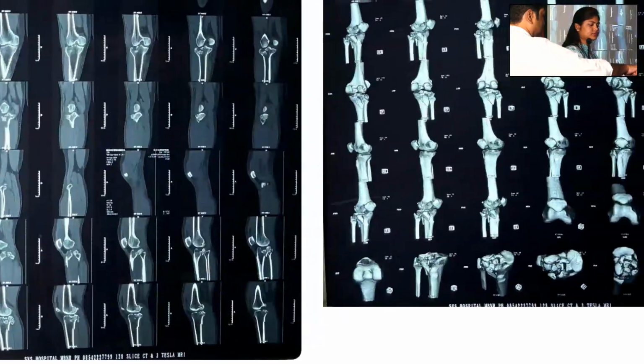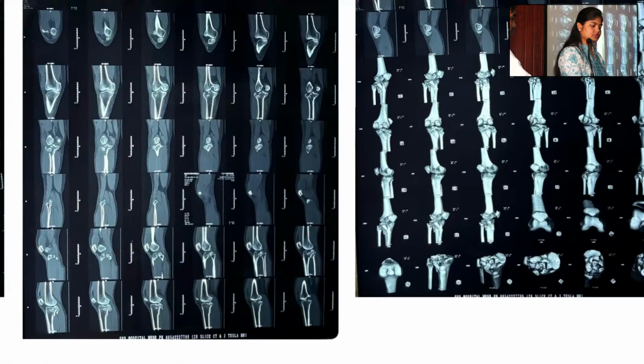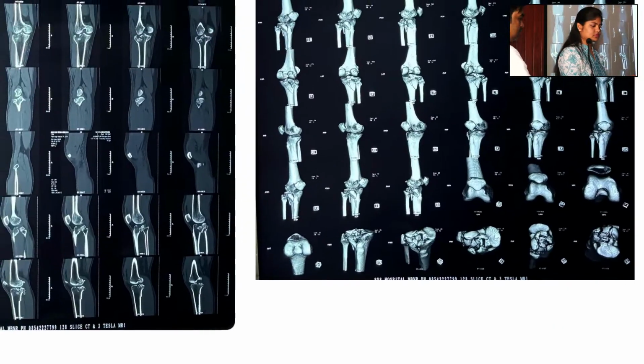Now you can see the reconstruction. You can see the articular congruity and the combination. It looks simple, but it's involving two columns, sir. Medial also? Lateral and posterior, not middle. Okay.